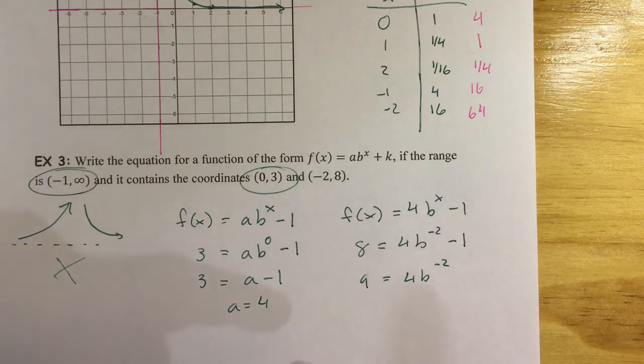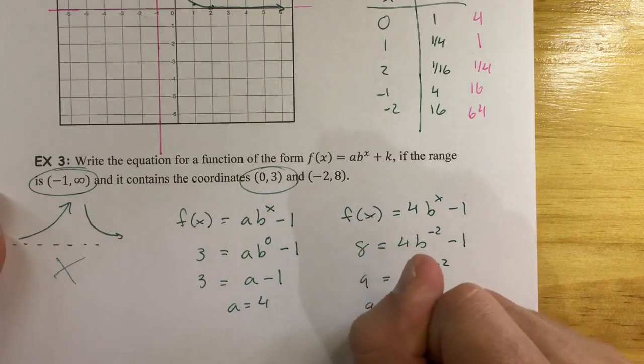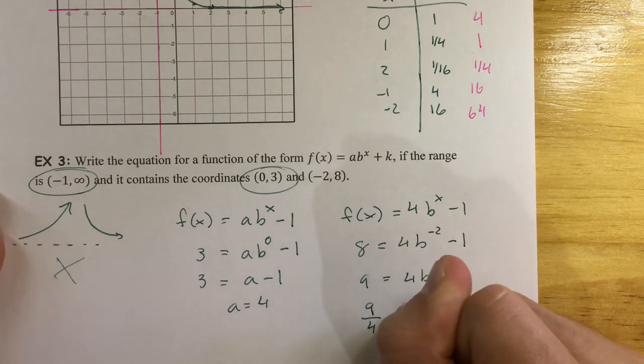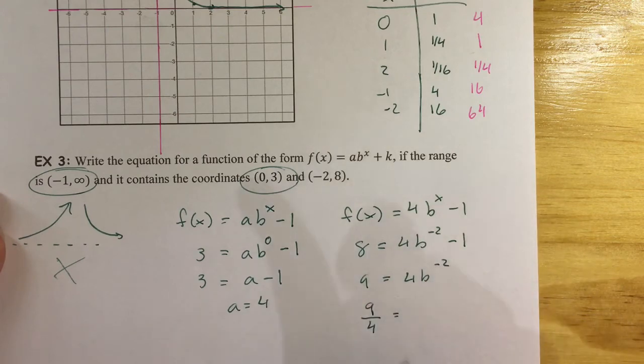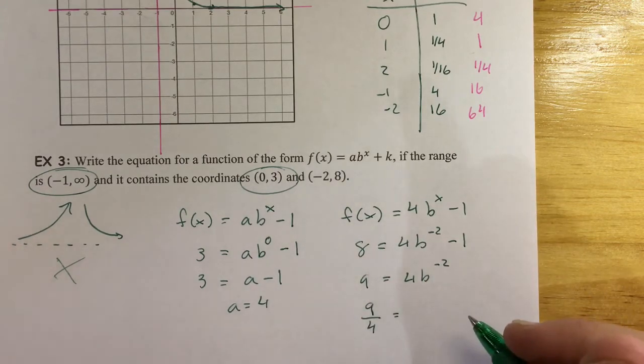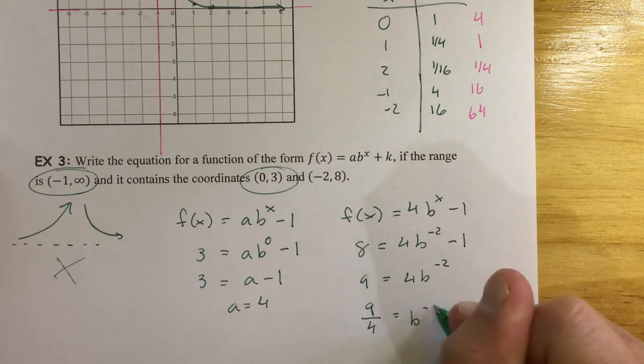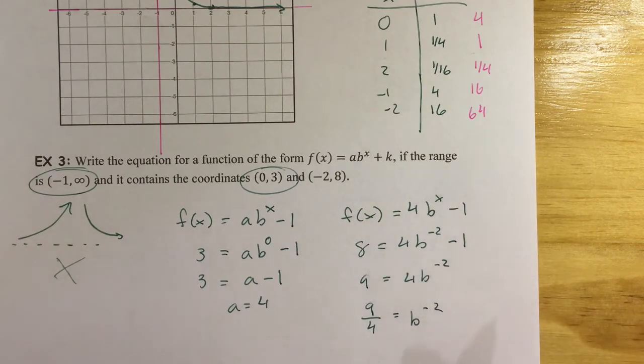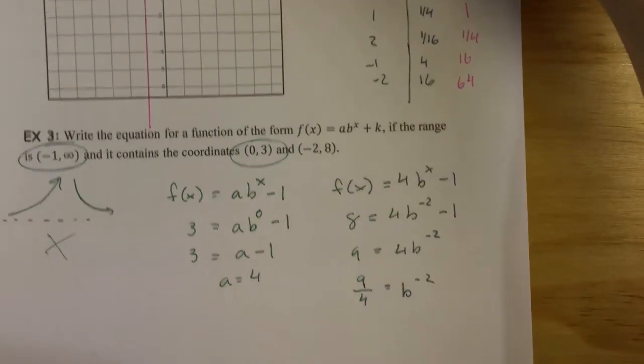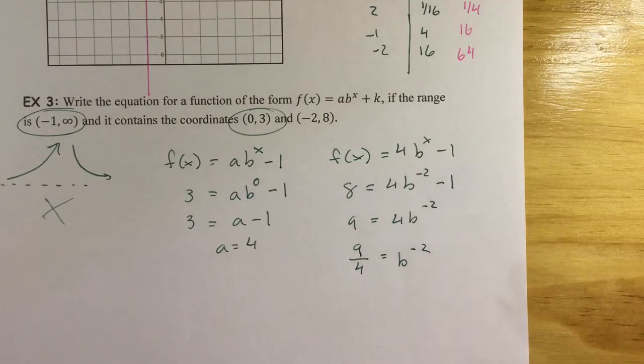Now does 9 divide by 4? No, not really. But let's see what happens. So we don't divide it. Leave it as a fraction. I even mentioned that previously. Decimals, we might not use much of those here. But we get that 9 over 4 is equal to b to the negative 2.